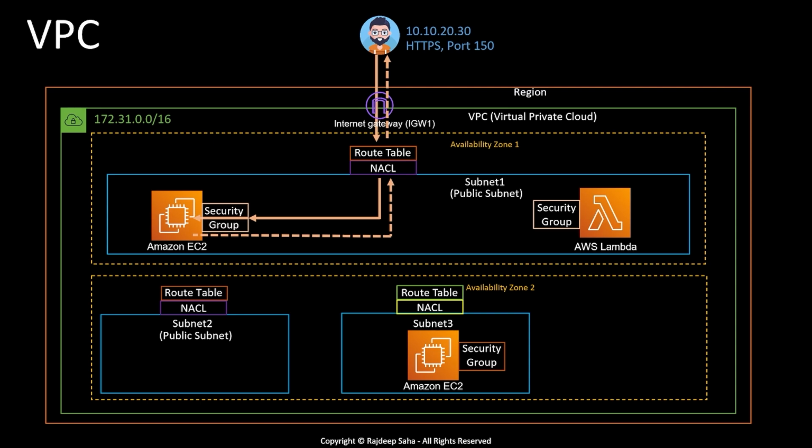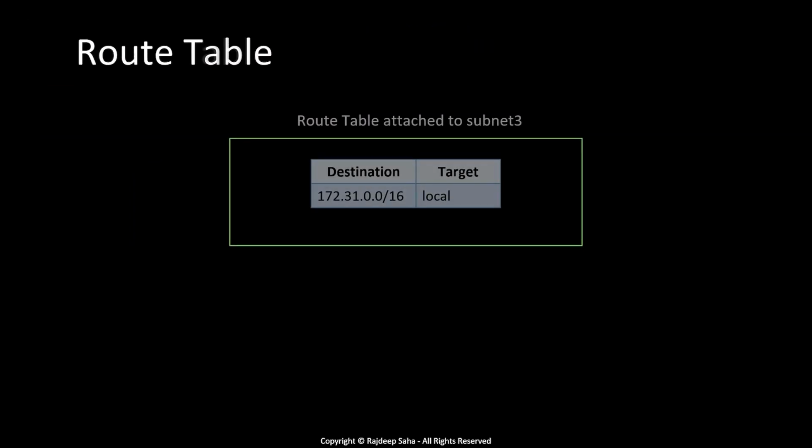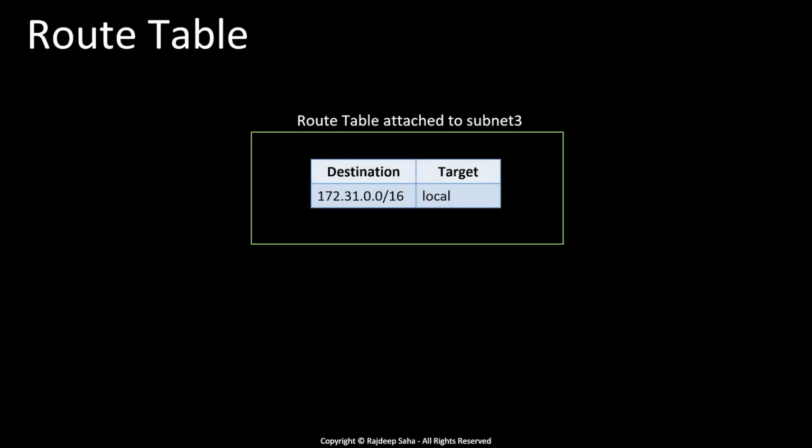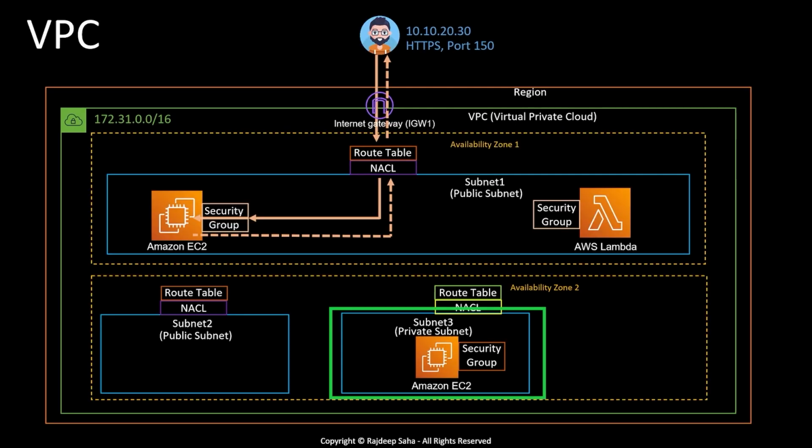Now let's say for subnet 3, we have a separate route table, and let's say the route table looks like this. The only row there is the local VPC traffic. So it's allowing any traffic from within this VPC to enter into subnet 3, but it is not allowing any traffic from the internet. It doesn't have the row that's allowing through IGW1. That means this subnet is a private subnet.